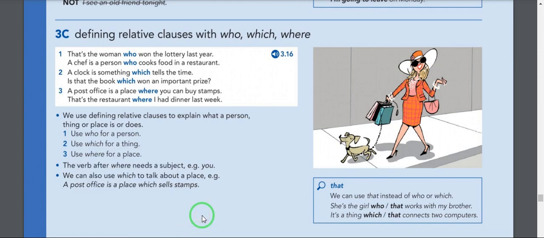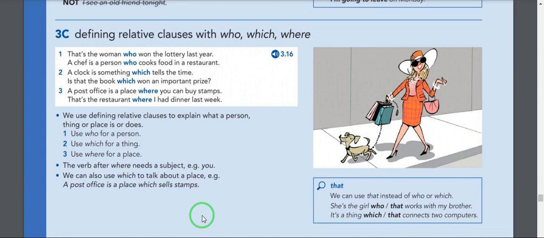1. That's the woman who won the lottery last year. A chef is a person who cooks food in a restaurant. 2. A clock is something which tells the time. Is that the book which won an important prize? 3. A post office is a place where you can buy stamps. That's the restaurant where I had dinner last week.